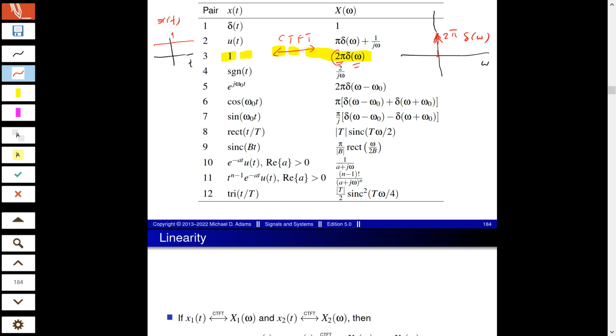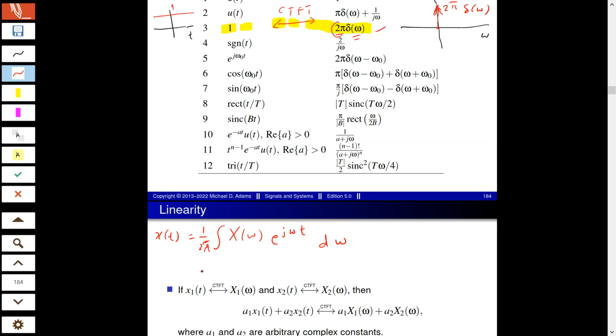So if I have a transform x of omega, right? How do I get back my time domain signal to reconstruct it? Do you recall that? I have to integrate this, multiplying, this time it's positive j omega t d omega, and then 1 over 2 pi, right? So if I try the same thing with this pair, what do I get? Just apply the same thing.